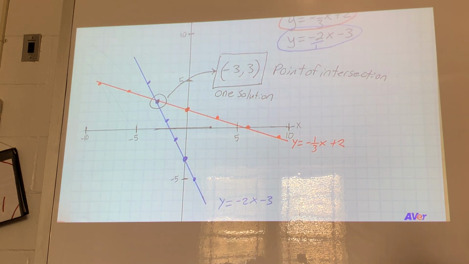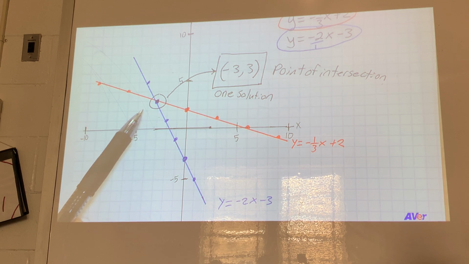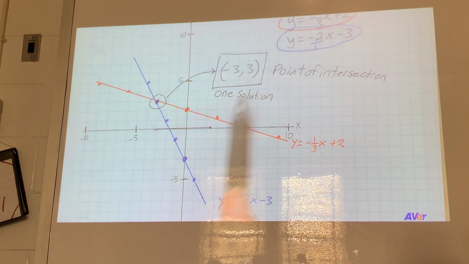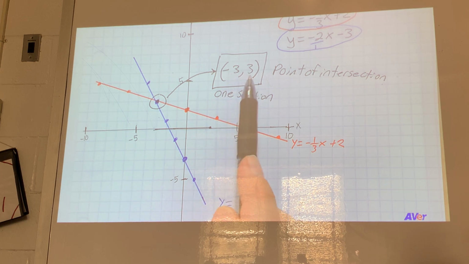Yes? So when you check if it's the answer by going back to the equations, do you have to do each point corresponding to... So if we wanted to check and make sure this actually is the solution, we would plug this point into both equations. The negative 3 would go in for x, and the 3 would go in for y.